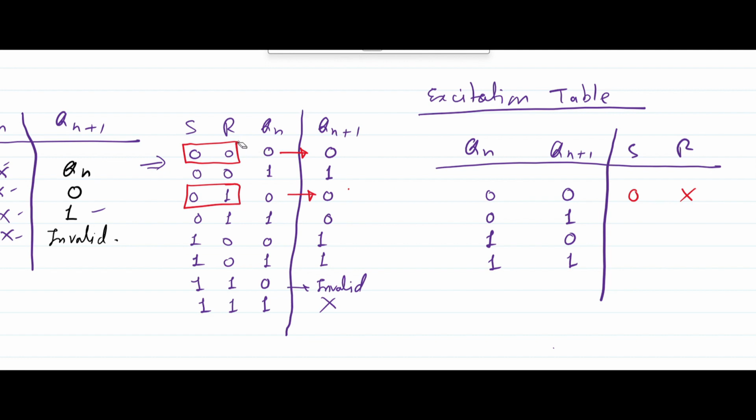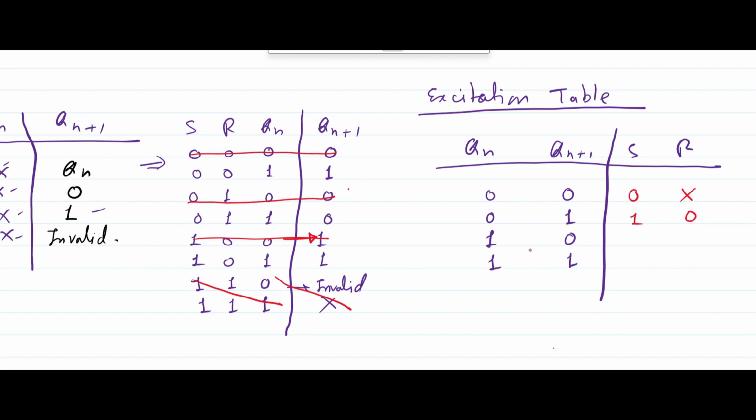Okay, next combination is 0 to 1. So where is 0 to 1? It is here. Anywhere else? These are don't care, so ignore this. I am getting 0 to 1 here, and for this 0 to 1, my S should be 1, R should be 0. So S should be 1, R should be 0. Okay, so this case is done. I covered this case also.